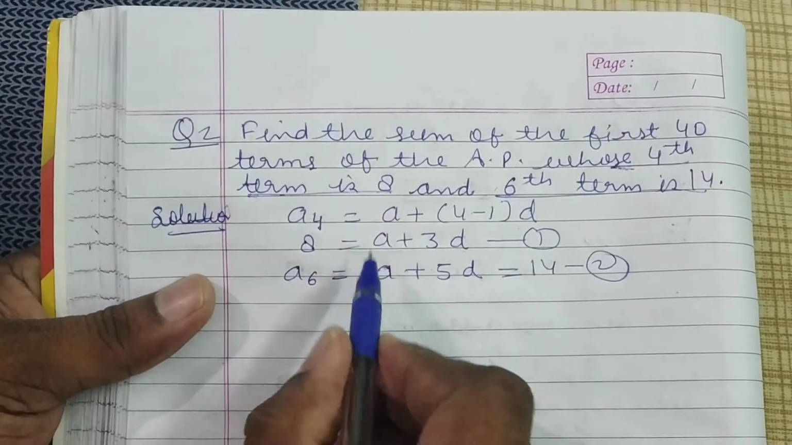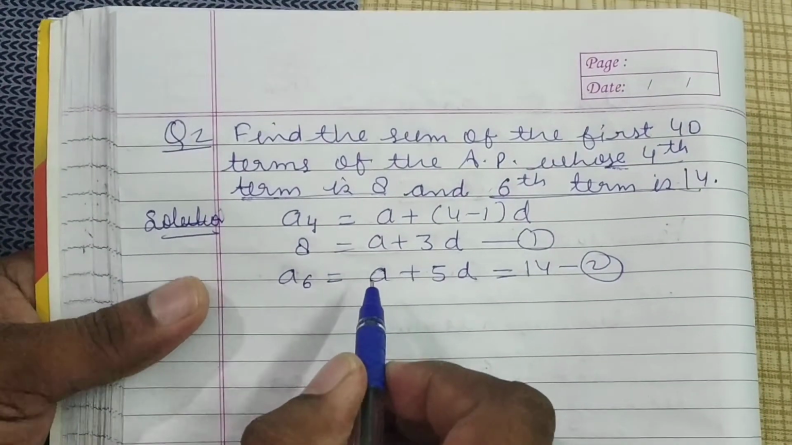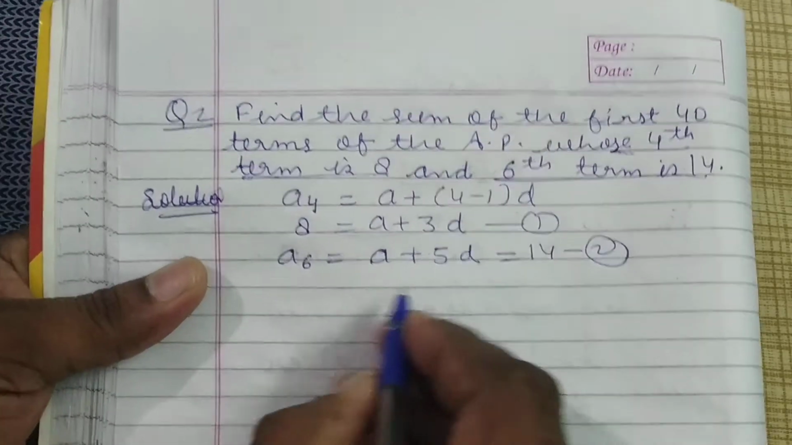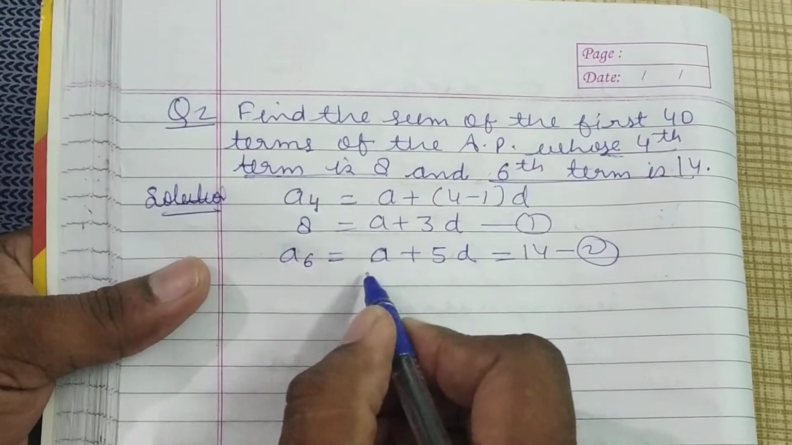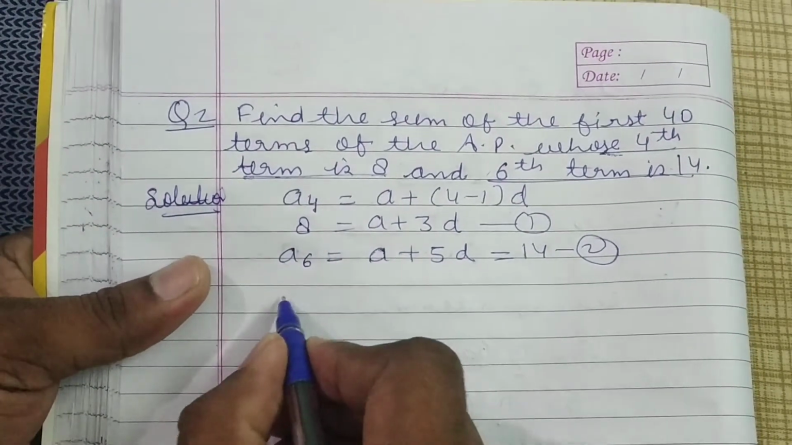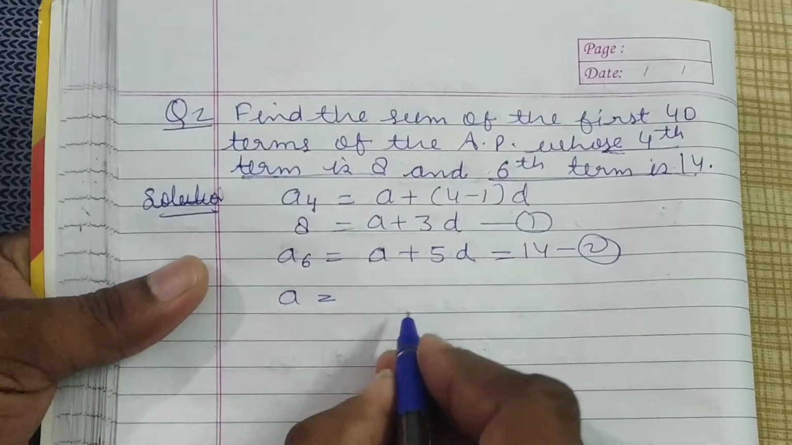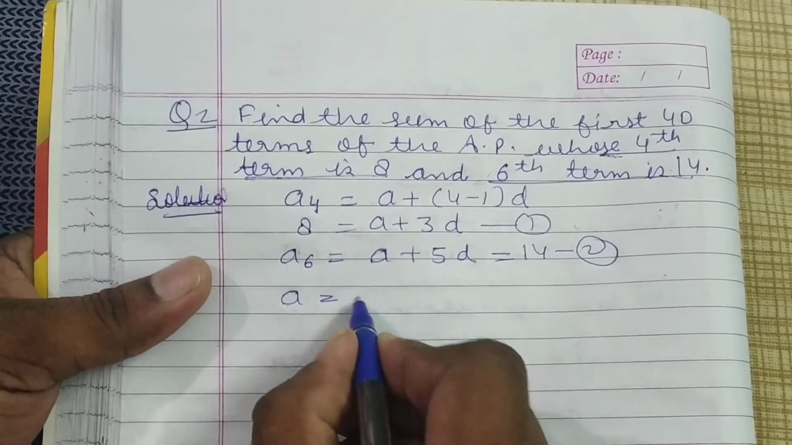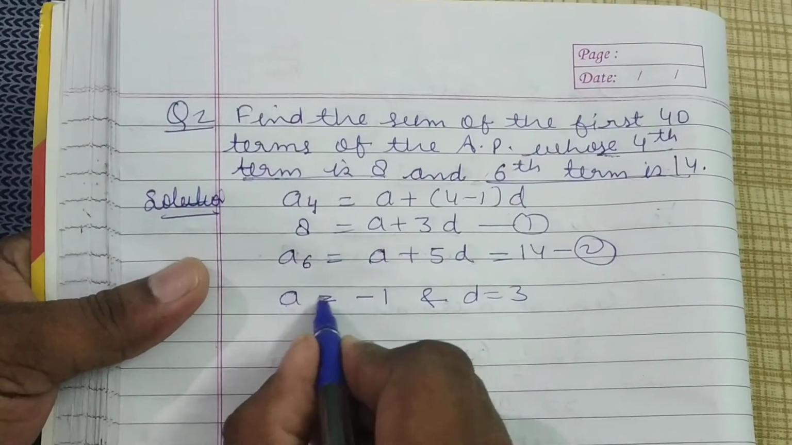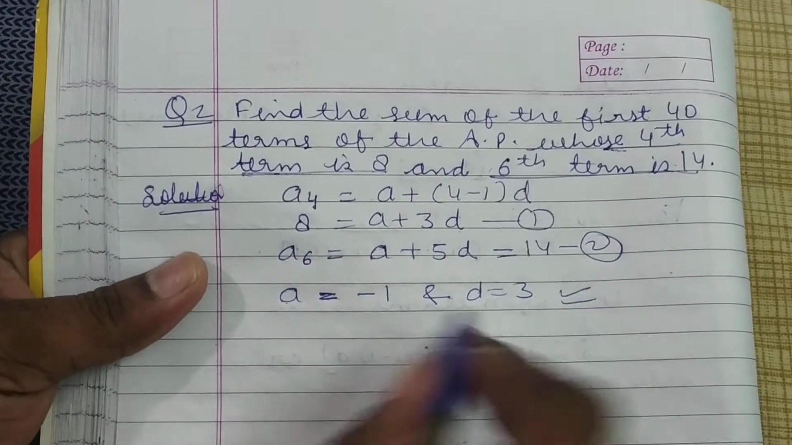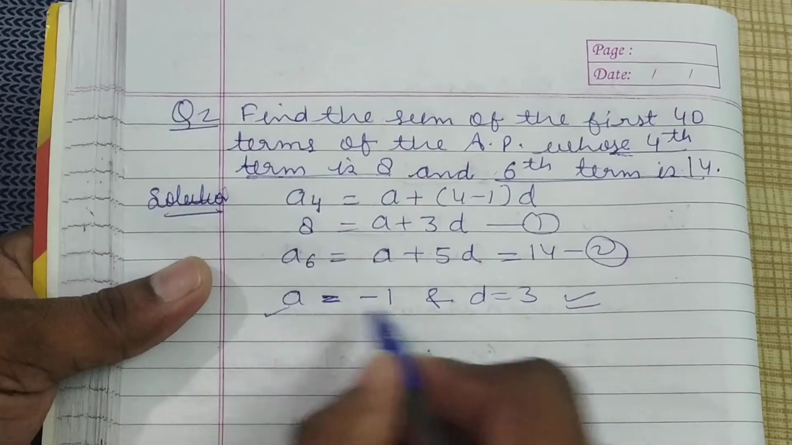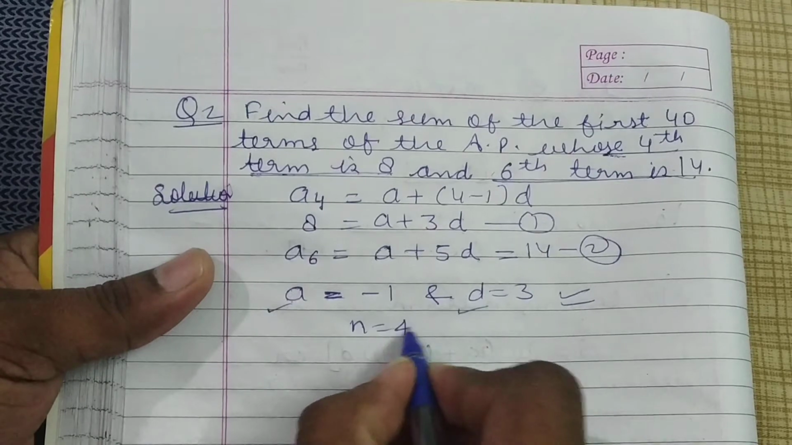Now you can do this by the simultaneous equation method. You have already solved simultaneous equations in class 9th. By that method, or by the elimination method or substitution method, anyone you can use, you will get the values. A will be -1 and d is 3. When you get these two values a and d, you can calculate the sum of the first 40 terms, because a is given, d is given, and the number of terms is 40.